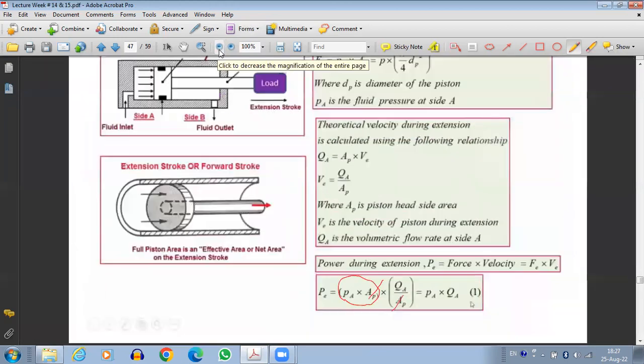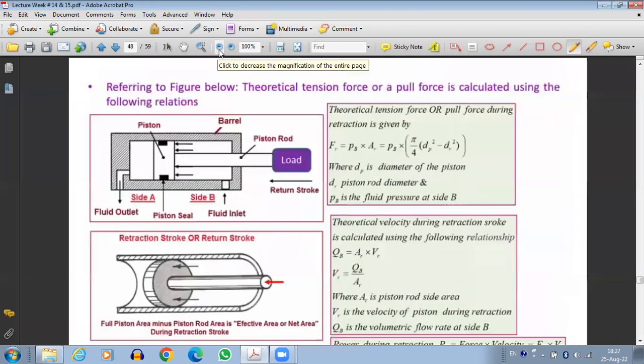Okay. So similar formulas are there for the case of retraction. In case of retraction, the fluid inlet side is changed. So instead of having the fluid inlet at side A, we now have the fluid inlet at side B, and the fluid outlet will be at side A. In this case, the theoretical tension force or pull force during the retraction is given by the pressure at side B multiplied by the area.